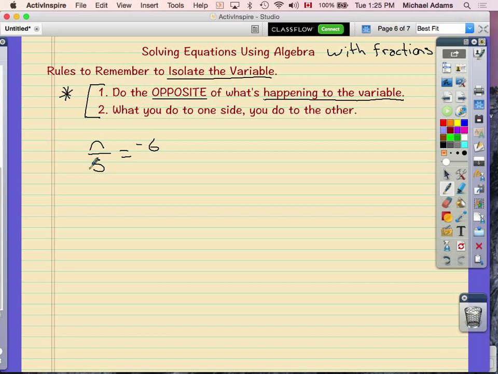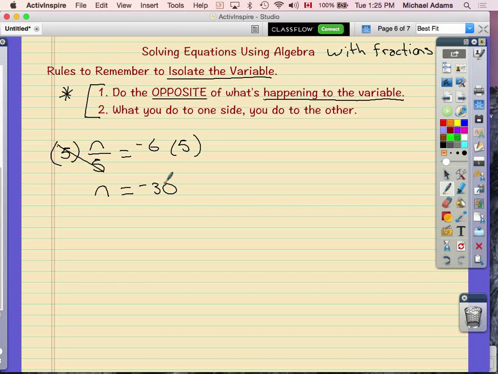So remember, we have to do the opposite of what's happening to the variable. That's how we isolate the variable. So the opposite of dividing by 5 is to multiply by 5. And I'm going to multiply both sides by 5 here. So here, these 5's cancel out, leaves me with n. And then on the other side, I have negative 6 times 5, which is equal to negative 30. So there we go. We finished that. This was doing this in one step.